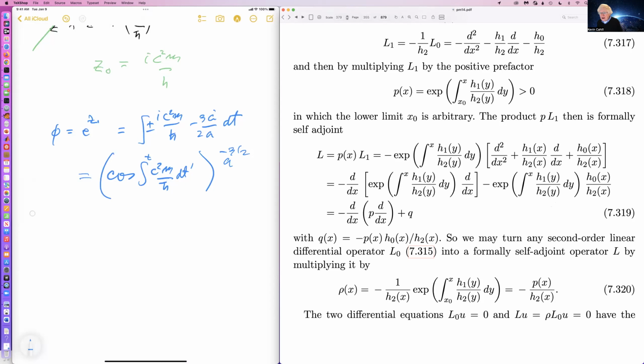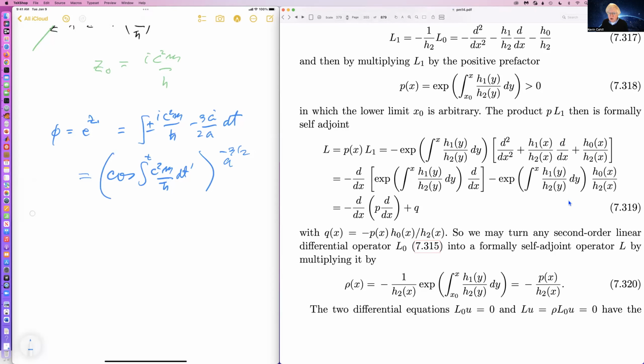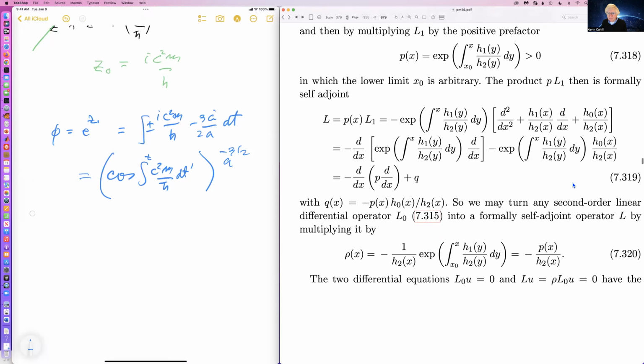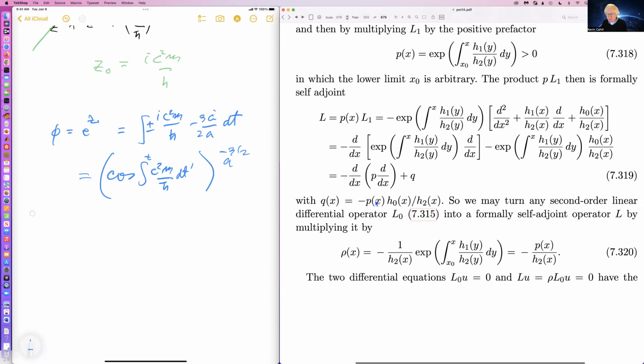Oh, and you subtract this, and this term gives you that. Sorry, so that's why it's there automatically. And now this is of the self-adjoint form, because this thing here is P, and this whole thing is Q. See, this is P. So Q is minus P H0 over H2.